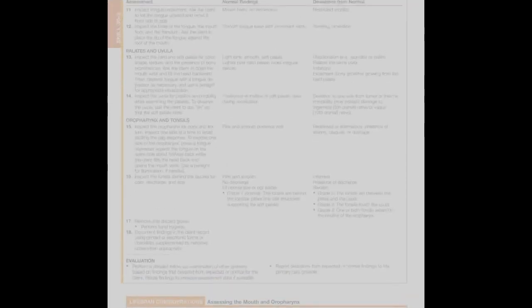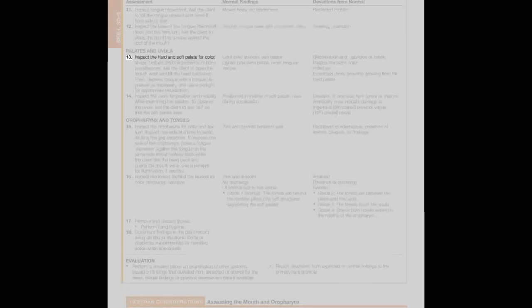Assessment, normal findings, deviations from normal. 11. Inspect tongue movement. Ask the client to roll the tongue upward and move it from side to side. Moves freely, no tenderness. Restricted mobility. 12. Inspect the base of the tongue, the mouth floor, and the frenulum. Ask the client to place the tip of the tongue against the roof of the mouth. Smooth tongue base with prominent veins. Swelling, ulceration.